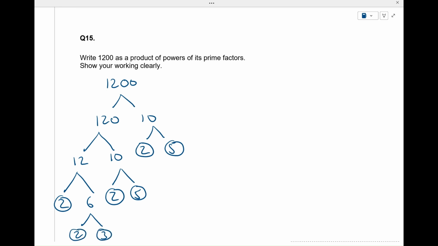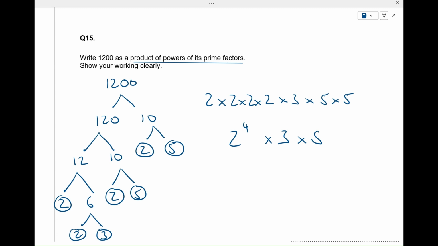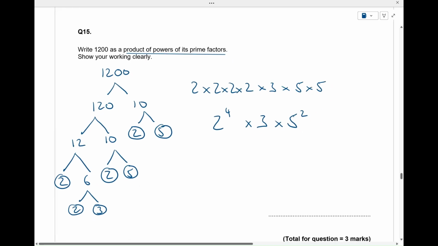So what have I got here? I've got 2 times 2. How many other 2s? Oh, look, I've got 2 times 2 times 2 times 2, times 3 times 5 times 5. Now let's read the question. It says, as a product of powers of its prime factors. So I'm going to have to write that as 2 to the 4 times 3 times 5 squared. Now I've done it. I've shown all my working. There's nothing to stop me using my calculator to check that I've got the right answer. And I have. Question 16 coming up.